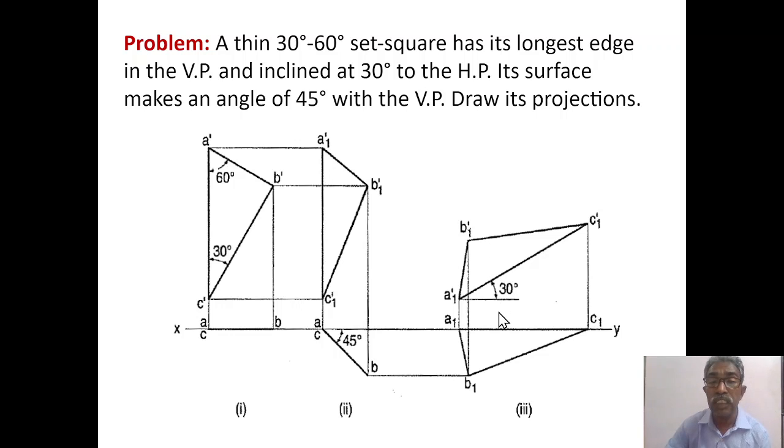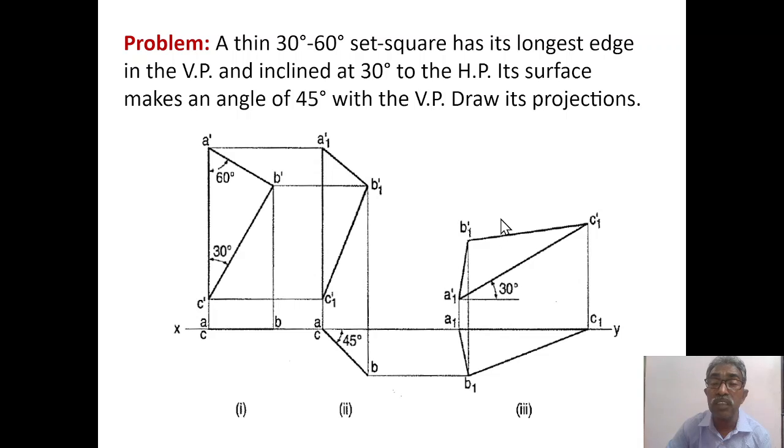Now you can check the given data. The longest side we have denoted by AC. Here A1 C1 is the top view of the side AC, and it is in the XY, which means that side is in a vertical plane. Now in the front view, A1 dash C1 dash is at 30 degrees to the XY, which means that side is inclined 30 degrees to the horizontal plane. So the longest side is at 30 degrees to the horizontal plane and it is in the vertical plane.